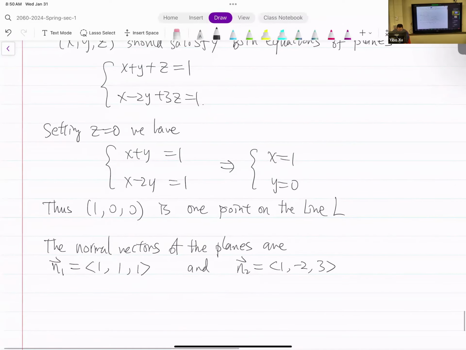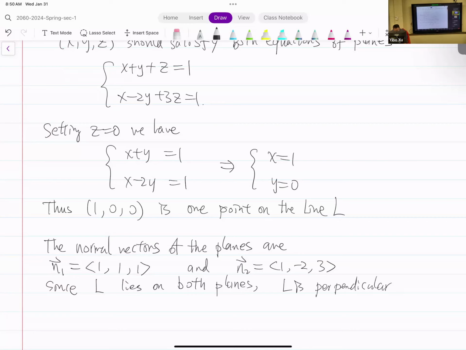But we know, let me finish this sentence. Since L lies on both planes, L is perpendicular to both normal vectors.